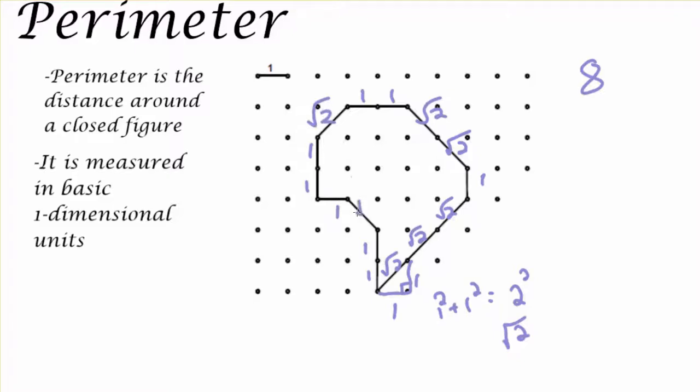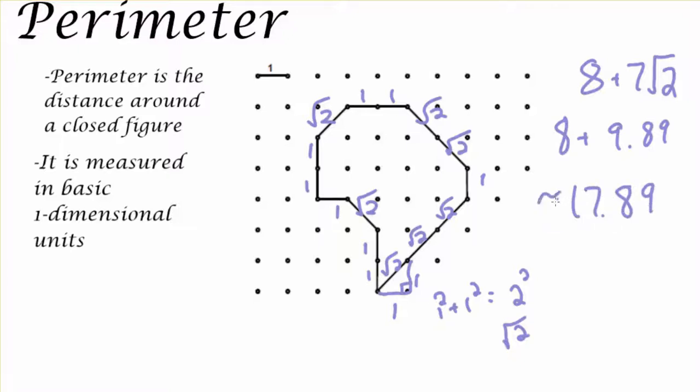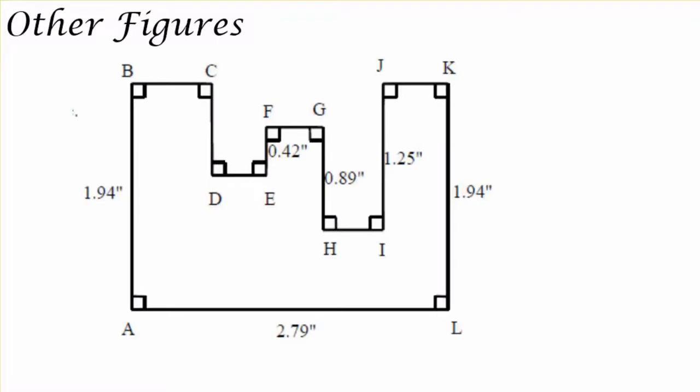Now, rather than trying to add all these up, I can simply count the amount that I have, and I can see that I have 7 square roots of 2. So my final answer could be 8 plus 7 root 2. But as I do some of the math, I put root 2 in a calculator, times it by 7, I get 9.89, and then I can leave it as 8 plus 9.89, which will give me about 17.89.